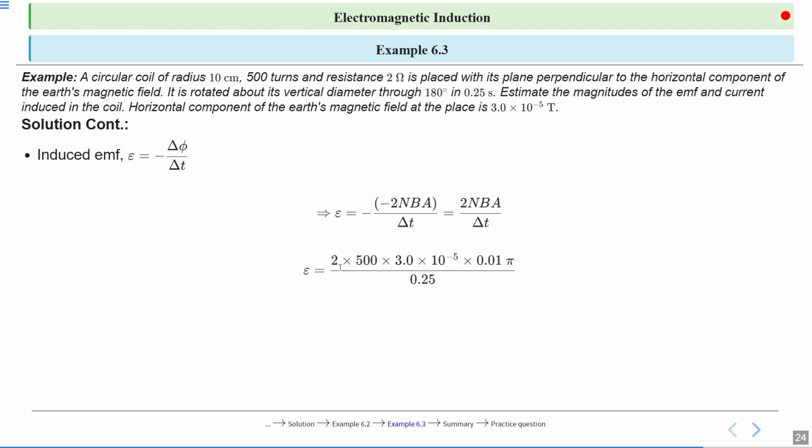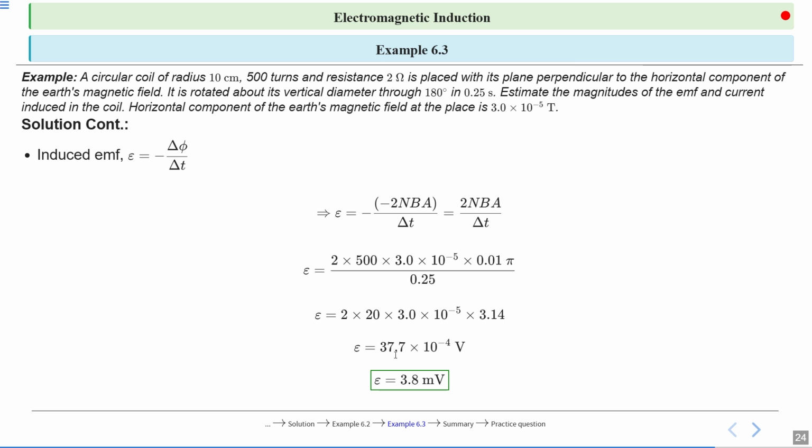Okay, so epsilon will be equal to, now put all the values, 2, what is n, 500, what is B, 3 into 10 to the power minus 5, what is A, 0.01 pi, upon what is the time interval, 0.25 second. Okay, so epsilon will be equal to 2. So multiply 500 with 0.01, it will result in 5. Okay, so divide it by 0.25, it will result in 20. Okay, so 2 into 20 into 3 into 10 to the power minus 5 into what is pi, 3.14. Okay, after solving it, it will result in epsilon equal to 37.7 into 10 to the power minus 4 volt.